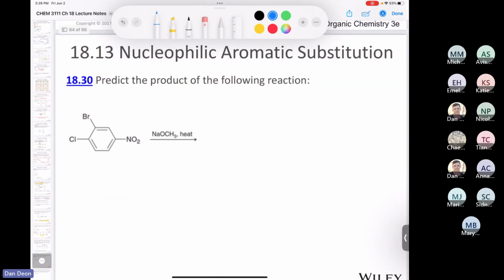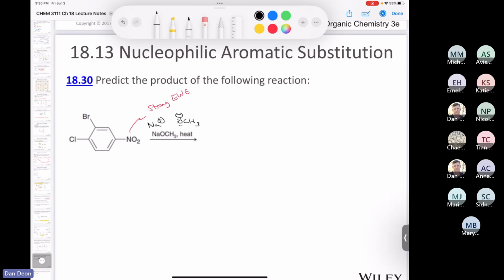So with that in mind, it says predict the product of the following reaction. So we're taking this compound here. We have a strong electron withdrawing group. And then we have two good leaving groups. A bromine is a good leaving group and a chlorine is a good leaving group. Okay. Then we have sodium methoxide. So that's sodium plus and methoxide minus. So this is a good nucleophile.